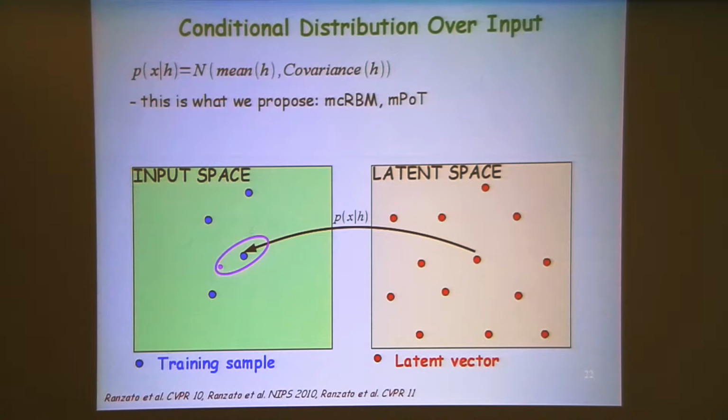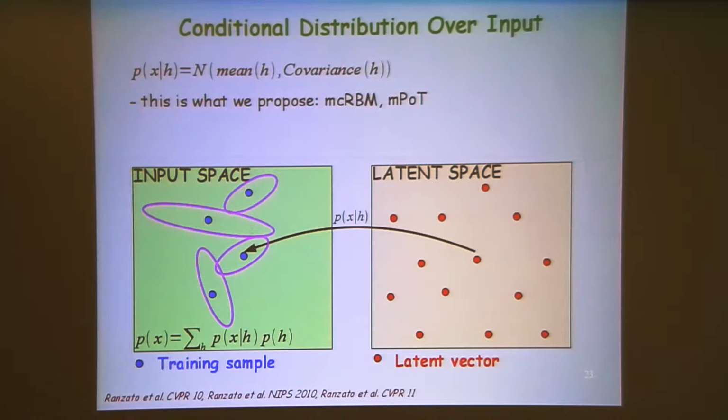If you generate from the conditional distribution of the input given the latent variables, and if this is the origin of the space, you get a Gaussian that is not centered and that has a certain covariance. Both mean and covariance depend on latent variables.